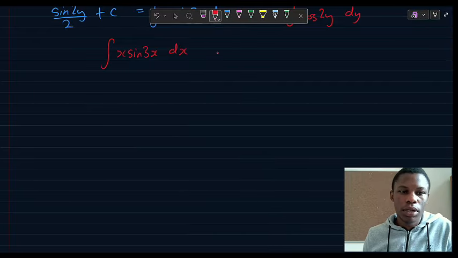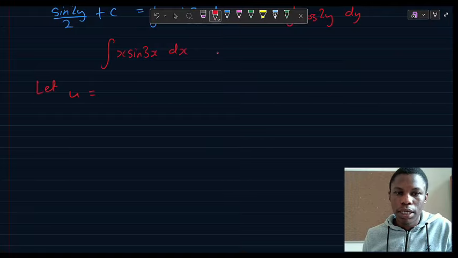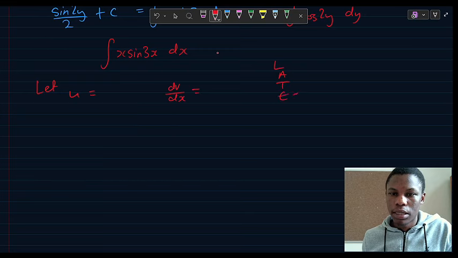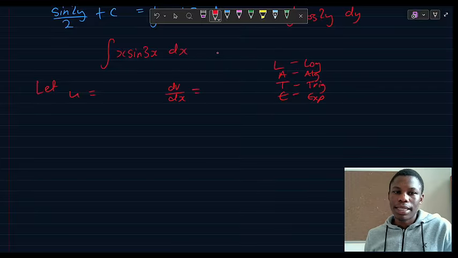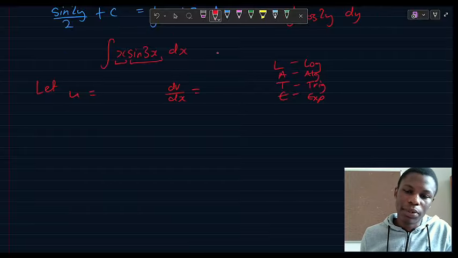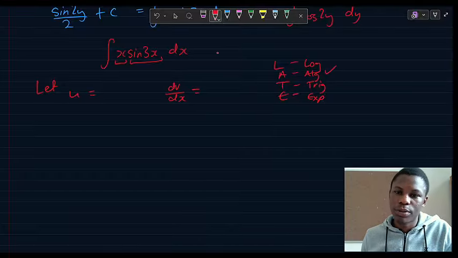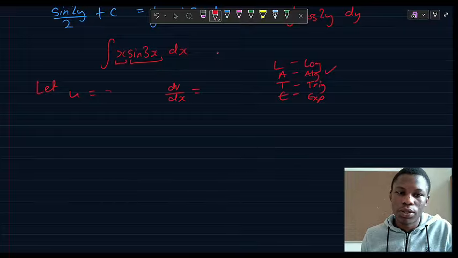So we need to pick a u, and we need to pick a dv dx. To pick your u, use LATE. L is logarithms, A is algebra, T is trig, E is your exponential functions. In this case, we've got algebra and trig. Whatever is higher up on the list is what you pick as your u. In our case, algebra is higher up, so you pick algebra. So u is going to be x, and dv dx therefore becomes sine 3x.